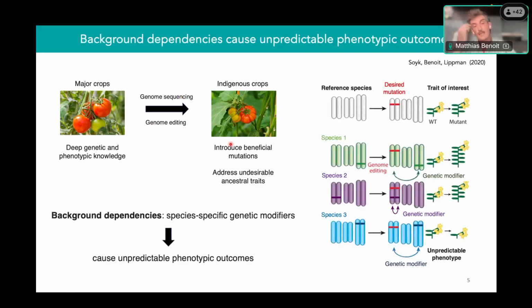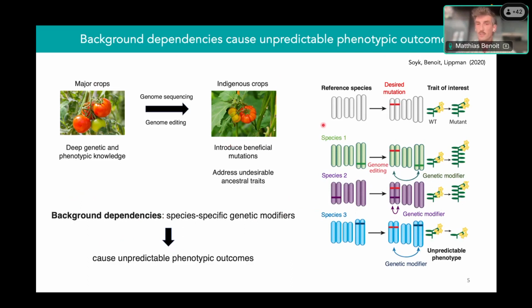So that's a nice idea, but our work and others' has shown that the introduction of those desirable mutations in new backgrounds is often blocked by what we call background dependencies. Background dependencies are specific genetic modifiers that modify the effect of the introduced mutation, and hence cause unpredictable phenotypic outcomes.